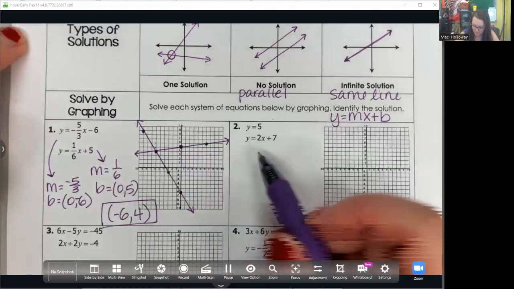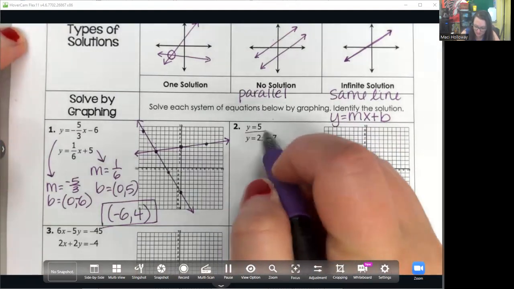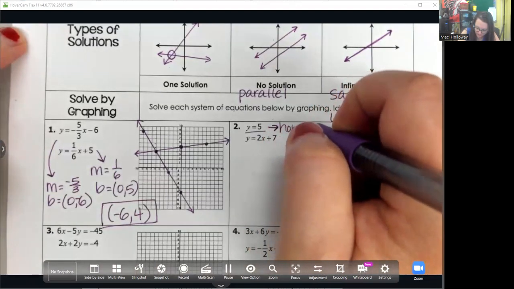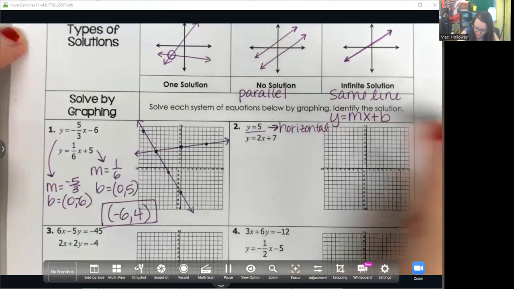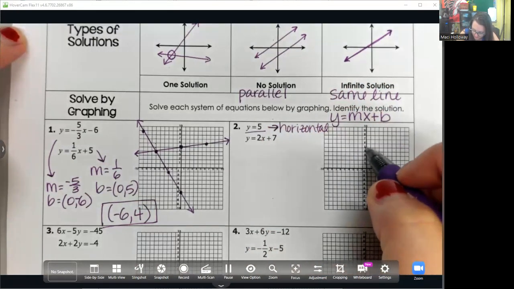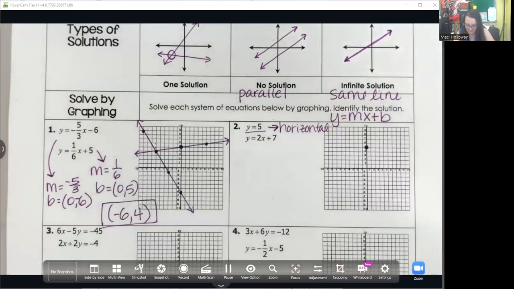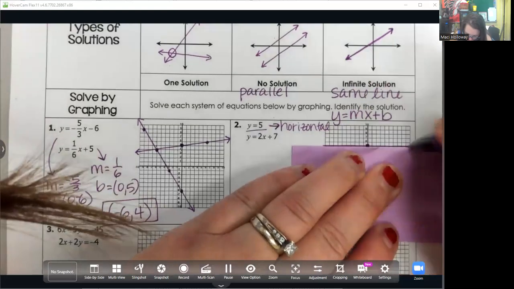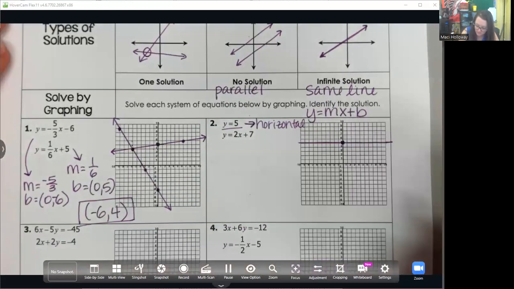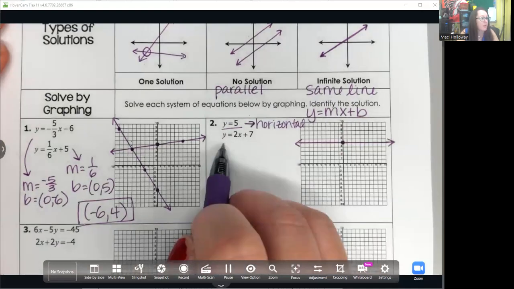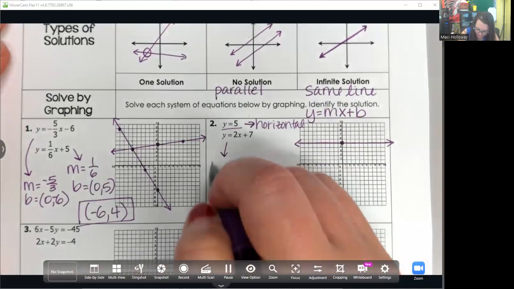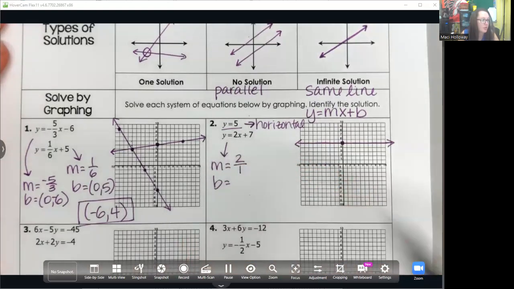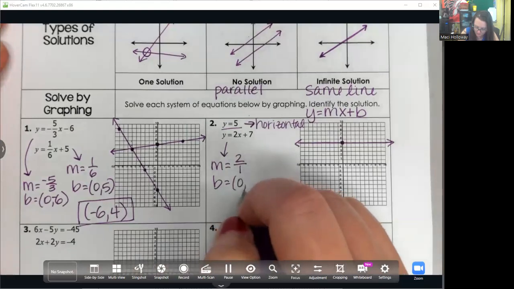It's already written in y equals mx plus b for us. Now, if you notice this one, y equals 5, this is a horizontal line. We've done one of these before. I'm going to find 5 on my y-axis. And then I'm going to draw a straight horizontal line through 5. And then we're going to draw this other line. So let's identify our slope and y-intercept. Our slope is 2. And remember, rise over run is 2/1. And then our y-intercept is (0, 7).